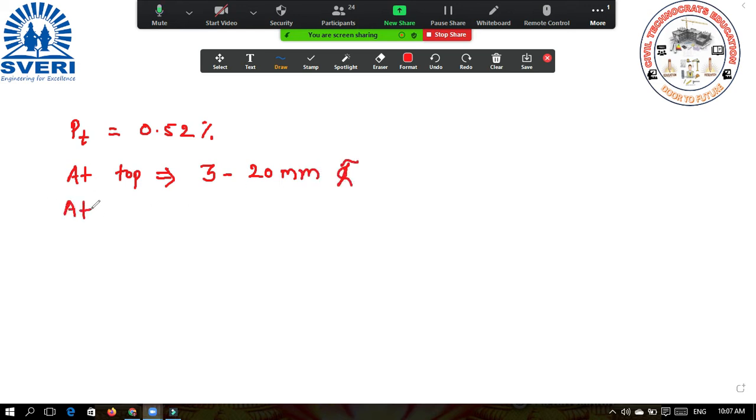And at bottom, what is the reinforcement at bottom? Same. Okay, 3 bars of 20 mm diameter. So these are our reinforcement details now. Now the next step is we will take the check for shear.